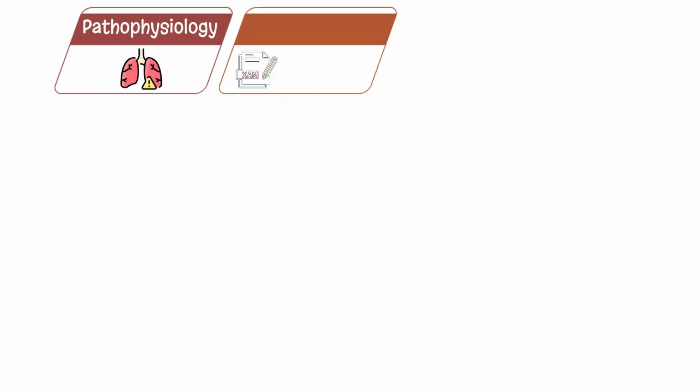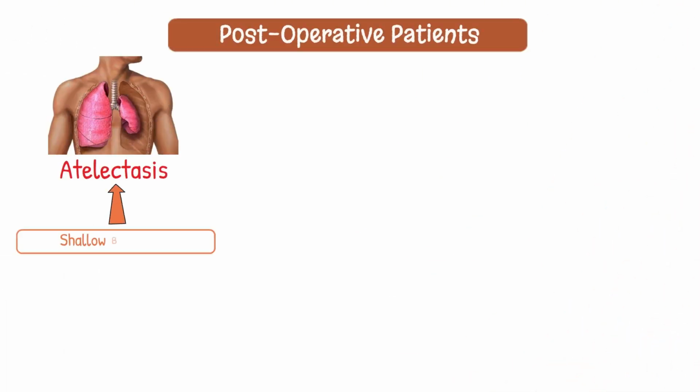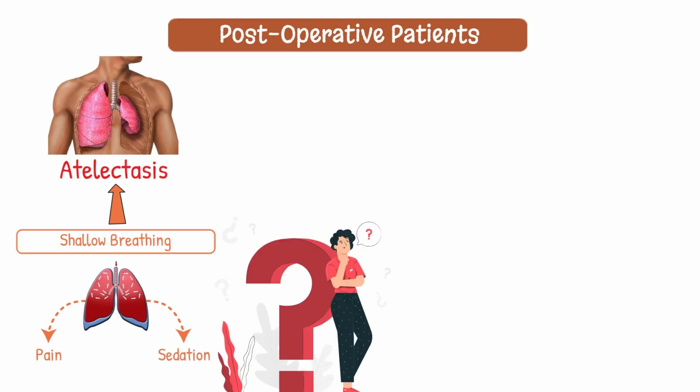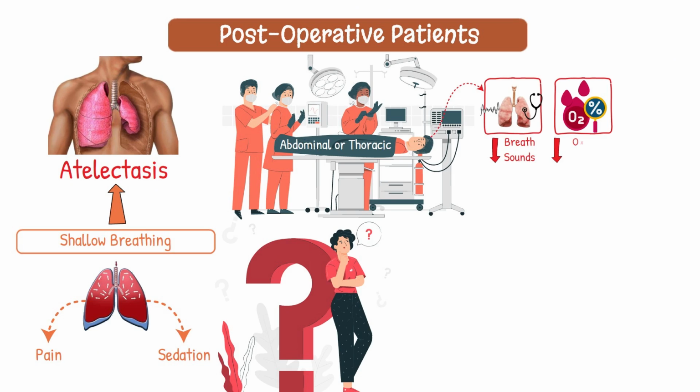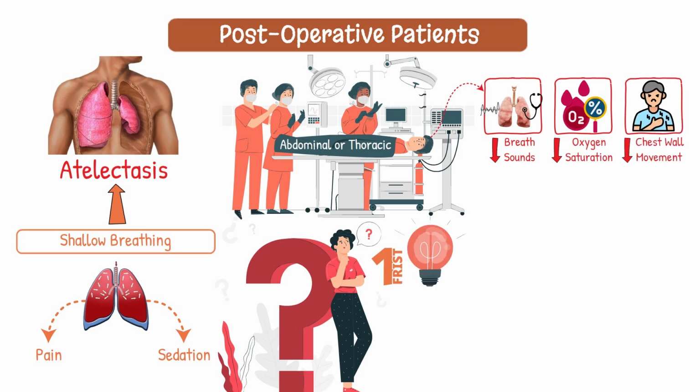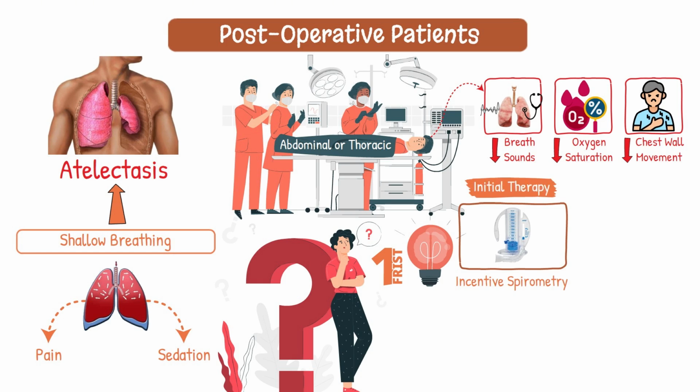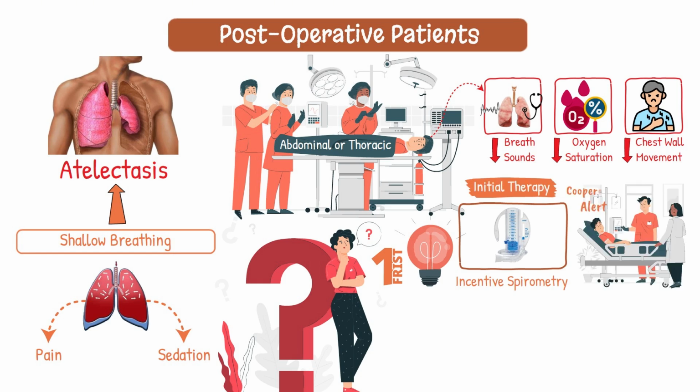One of the most common exam scenarios involves post-operative patients who develop atelectasis as a result of shallow breathing due to pain or sedation. When you're faced with a question involving a patient who has recently undergone abdominal or thoracic surgery and presents with decreased breath sounds, low oxygen saturation, and reduced chest wall movement, your first thought should be incentive spirometry. This is almost always the most appropriate initial therapy, especially when the patient is alert and cooperative.